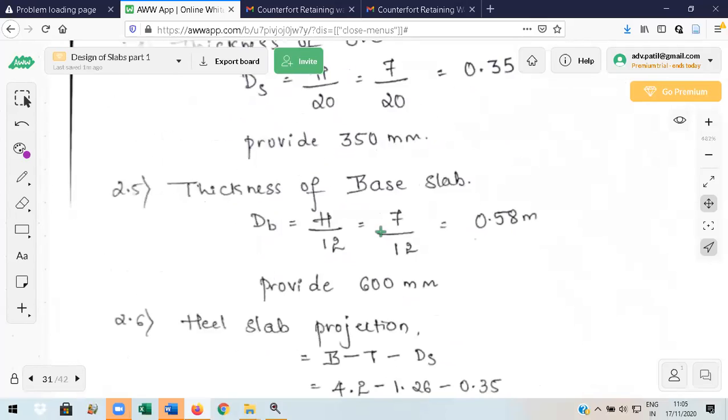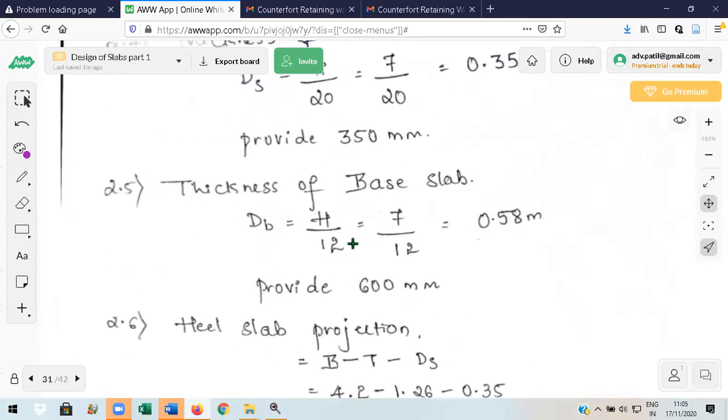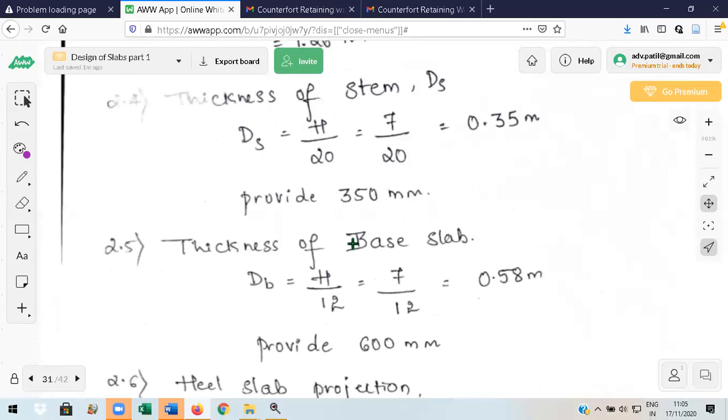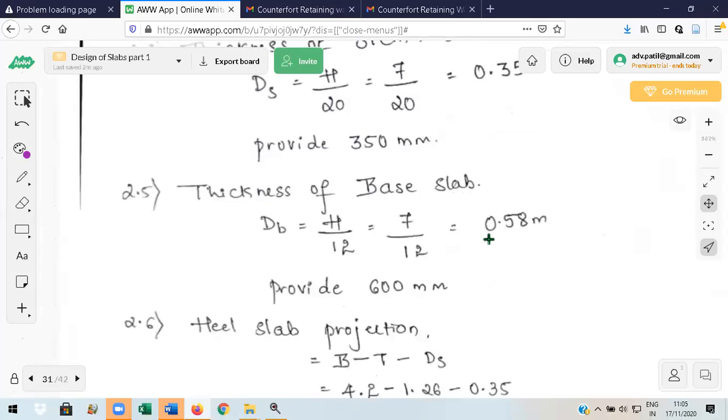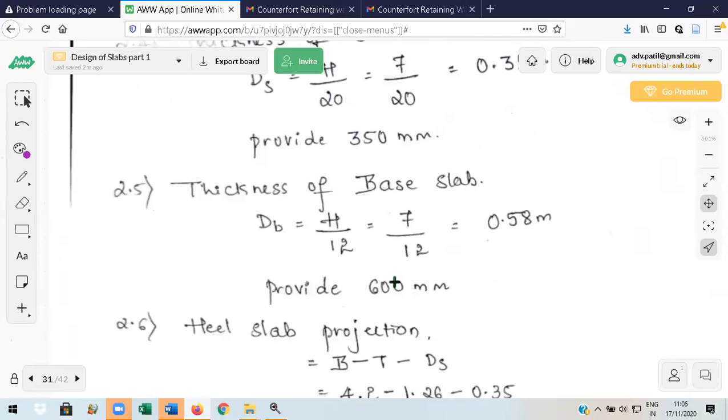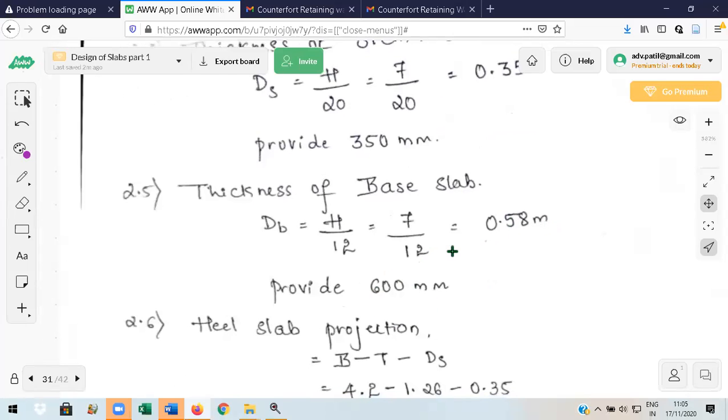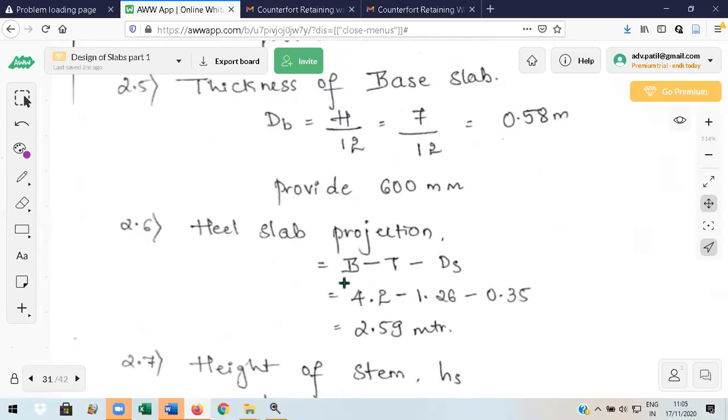Thickness of the base slab is H by 12. Very simple things are there to remember. First thing that you should remember here is base slab, that is heel, is thicker than stem. In case of counterfort retaining walls, heel is thicker than stem. Stem is 350. Heel is nearly double that. 600 has been taken. 0.58 is rounded off. 580 mm is rounded off, 20 mm is added there. So it is 600 mm.